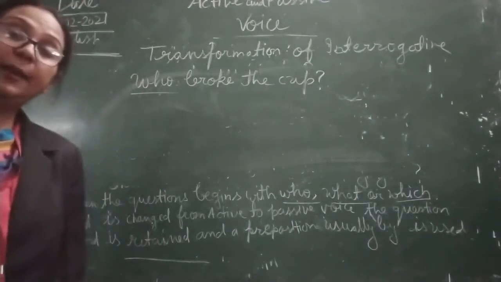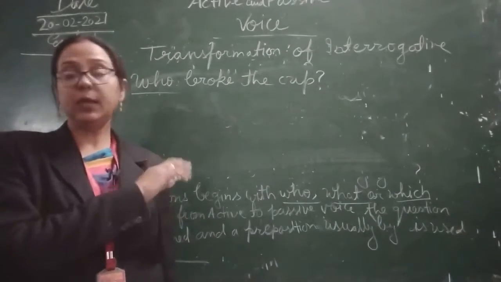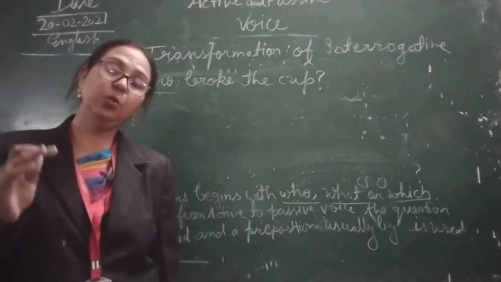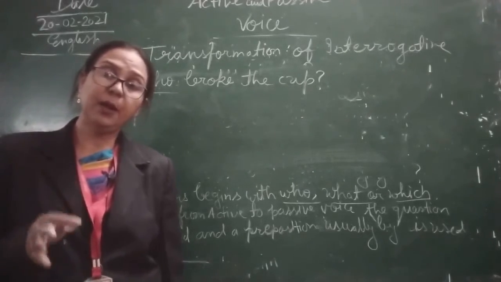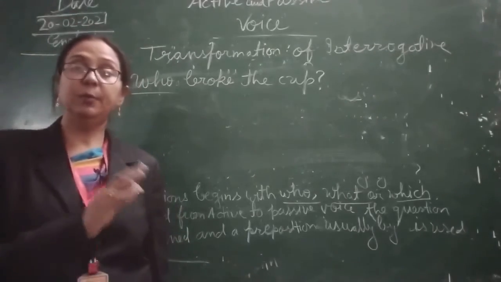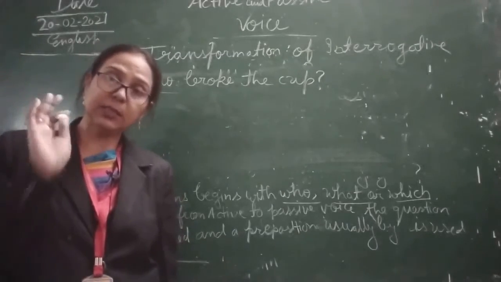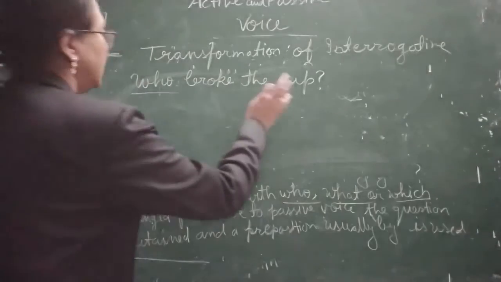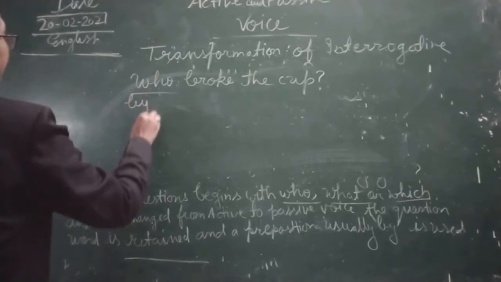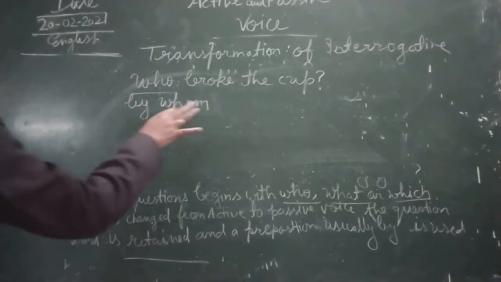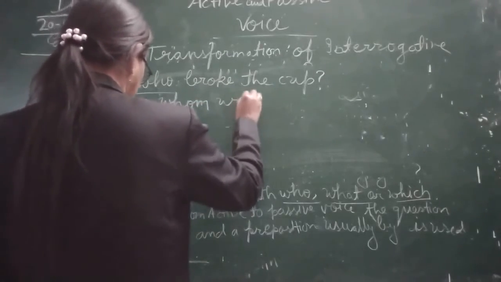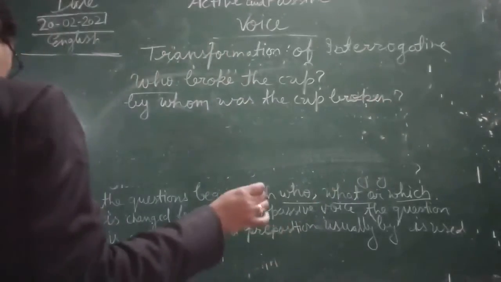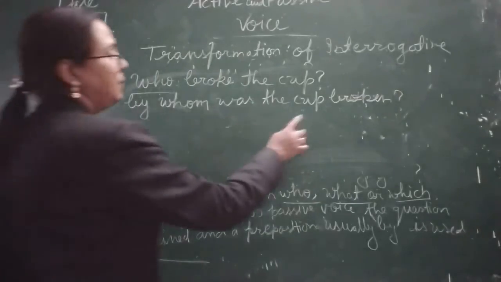In direct indirect, what we have studied? We have studied that if it is started with the auxiliary verb, we will use in place of that if and whether, in place of did and do and does, we will use if and whether. But if these question words, WH words are there, we are not going to change anything, because the same word will be followed in the passive voice or indirect speech also. Similarly we are doing the same thing. Who broke the cup? Now what we will do? We will use by whom the cup, by whom was the cup broken.